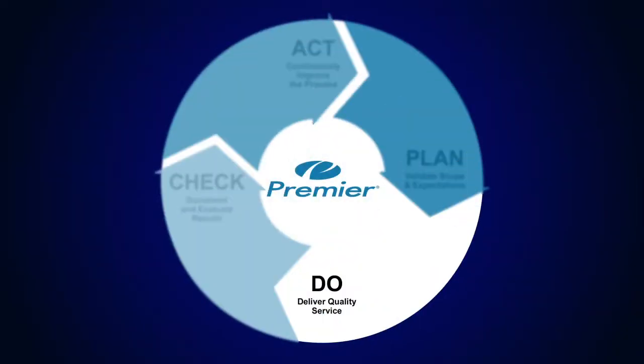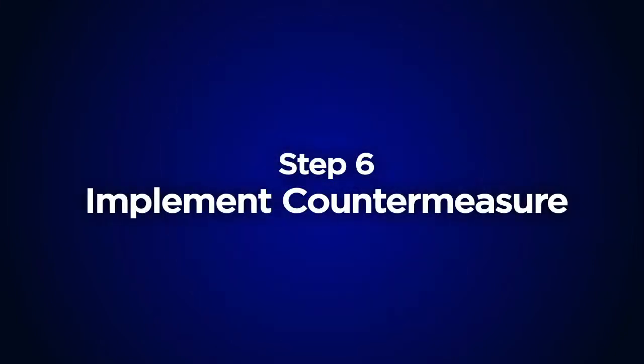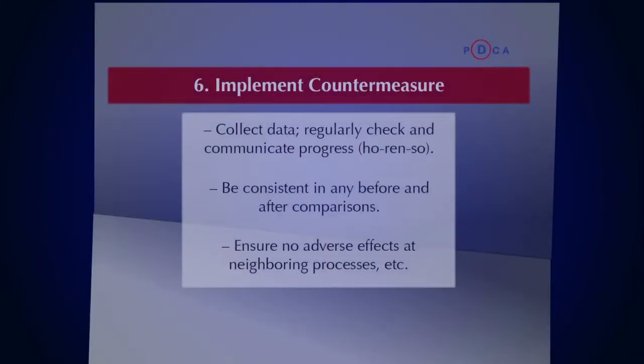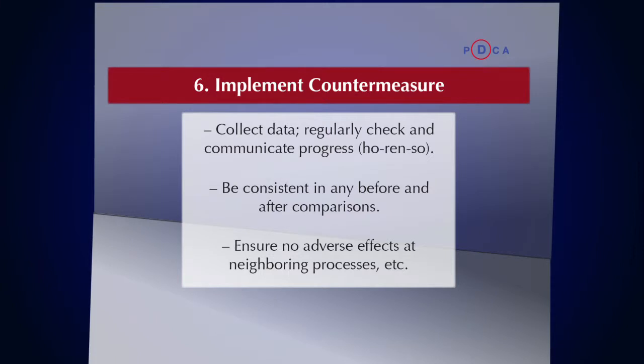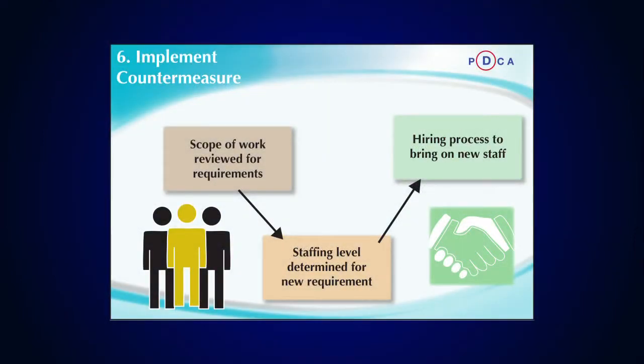You should now notice in the top right corner of step 6 that we have moved from the planning stage to the do stage of the PDCA process. In step 6, we will implement countermeasures, collect data, regularly check and communicate progress, be consistent in any before and after comparisons, ensure no adverse effects at neighboring processes. In our sample problem, the activity plan was followed and each step was completed. Scope of work reviewed, staffing level determined, team members hired.